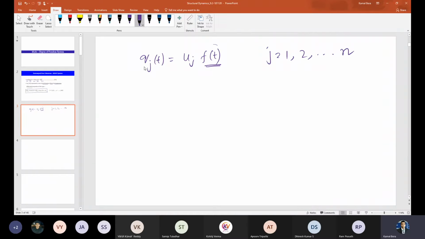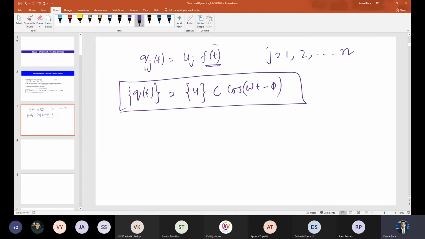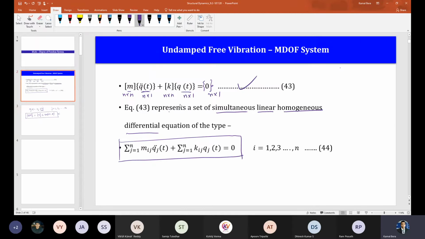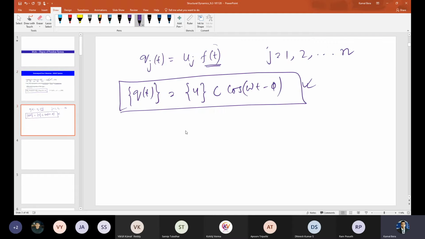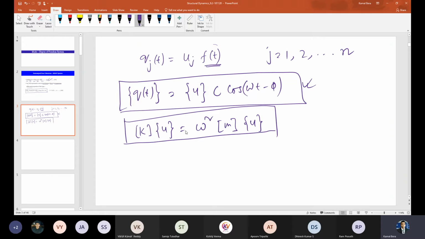Now if I write in vector form, q(t) equals u times C cosine, as we have seen, of omega t minus phi. Now if I substitute this solution into my matrix differential equation, I will get K u equals omega square M u. That is again the eigenvalue problem, which we have repeatedly discussed. This is your generalized eigenvalue problem.